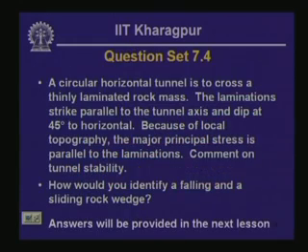Now, to wrap things up, here is a question set. Try to answer these questions in your spare time. The first question is: a circular horizontal tunnel is to cross a thinly laminated rock mass. The laminations strike parallel to the tunnel axis and dip at 45 degrees to horizontal. Because of local topography, the major principal stress is parallel to the laminations. Comment on tunnel stability. Second question: how would you identify a falling and sliding rock wedge?